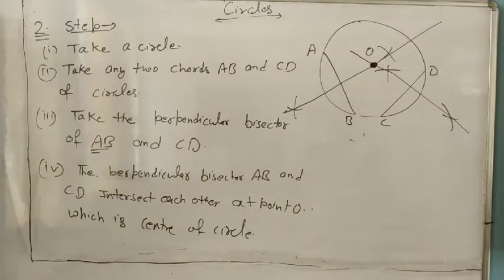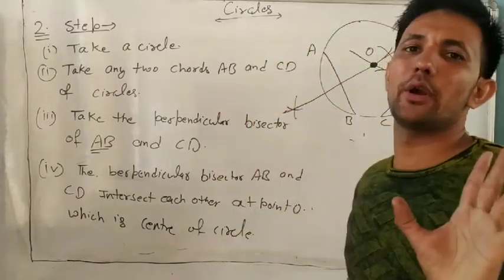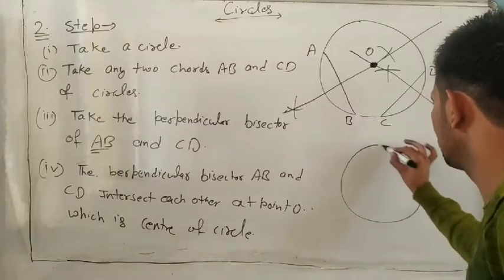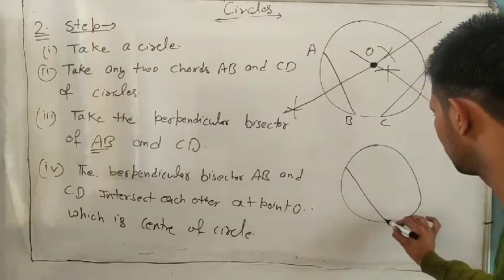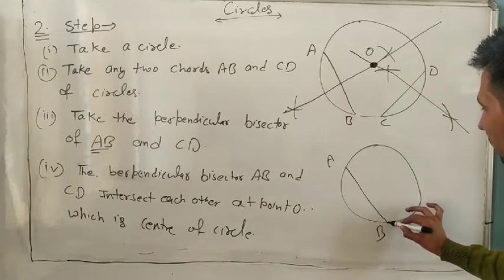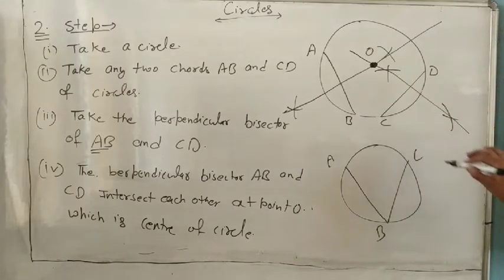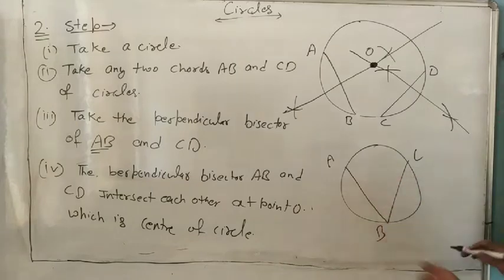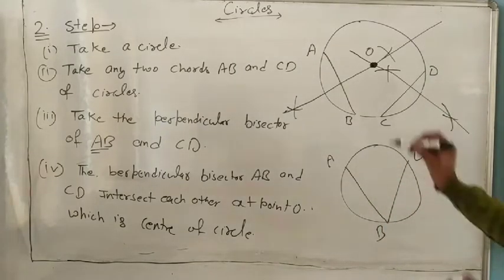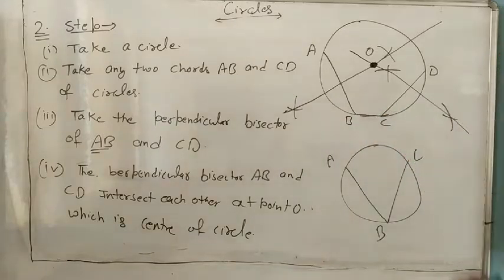Understand it? Very simple. Take any two chords. Some student will say, sir, we will take these two chords. It is one chord AB, and we will take some other like this. Sir, AB is also a chord, BC also a chord. You can take this one also. Both are simple. Any two chords you can take. If you take AB and BC, we will do the same question.